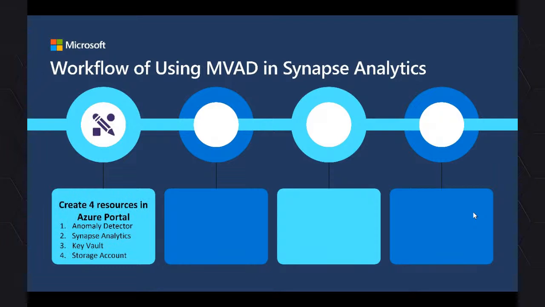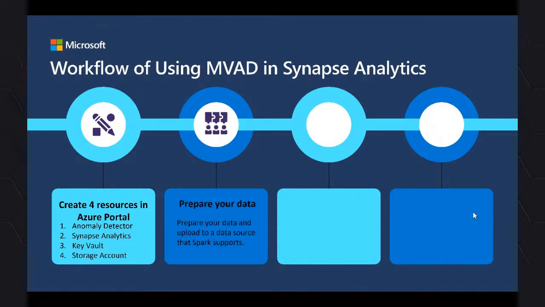The first thing is you should create some resources in Azure Portal. Azure Portal is a place probably really familiar to you, where you can create multiple resources like Anomaly Detector, Synapse Analytics, Key Vault, and Storage Account. And these four are the required resources that we need to create in the Azure Portal.